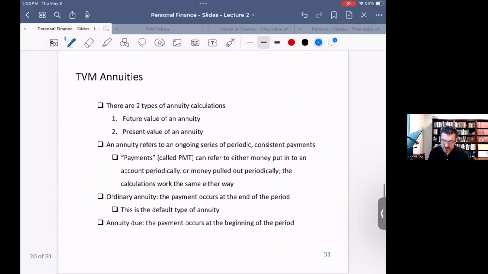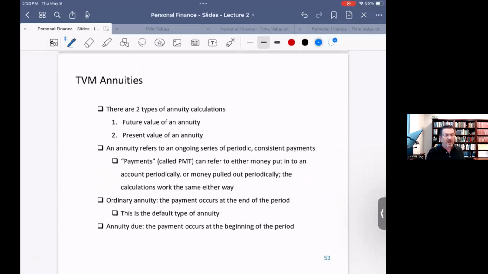Okay. So with that said, we're done with our lump sums. The last part of this will be annuities. Now, annuities, remember, refer to recurring payments, a recurring series of payments. I want to be clear that the word payment does not just mean money you're spending. It could be money that you're contributing into an account. It could be money that you're pulling out of an account. Okay, the direction of the flow of money, whether you're putting it in or pulling it out, makes no difference to the math involved here.